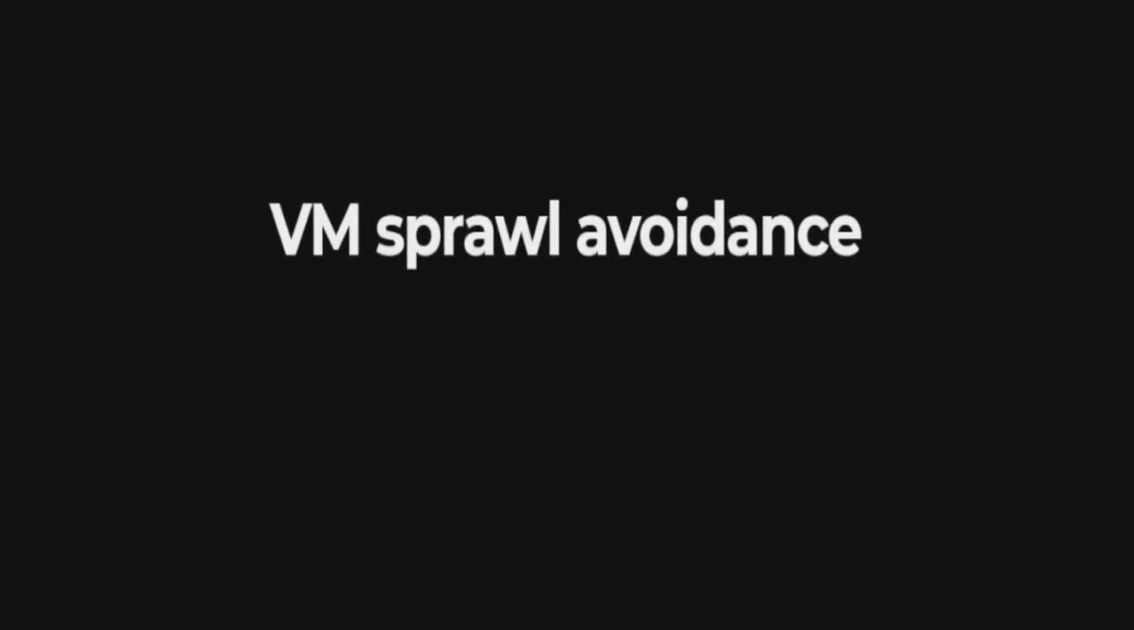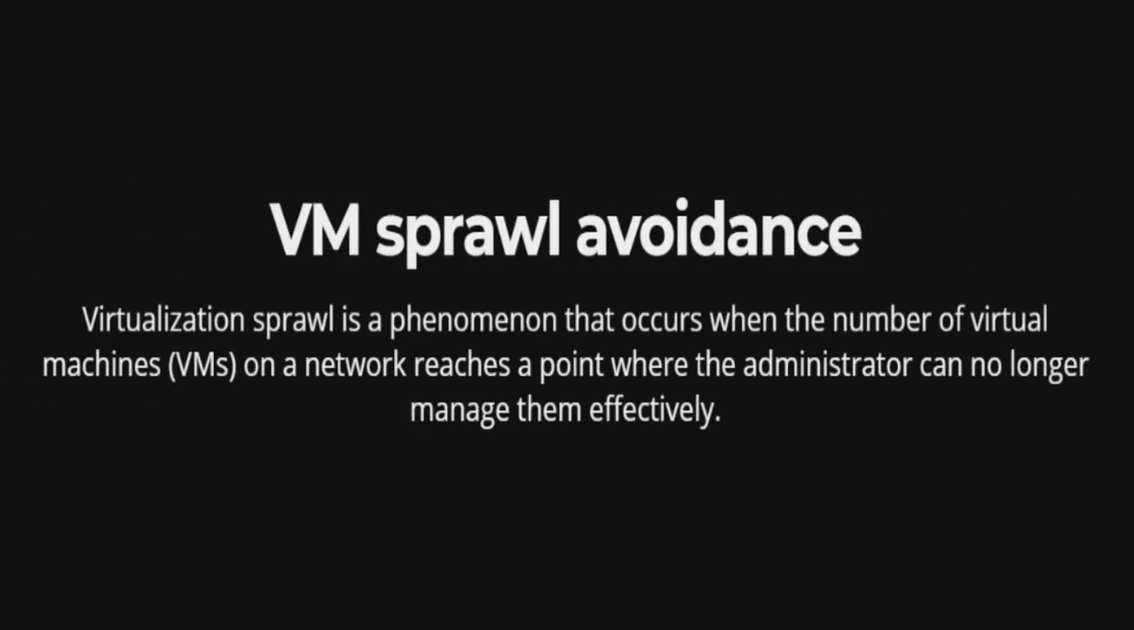VM sprawl avoidance. Virtualization sprawl is a phenomenon that occurs when the number of virtual machines, VMs, on a network reaches a point where the administrator can no longer manage them effectively.